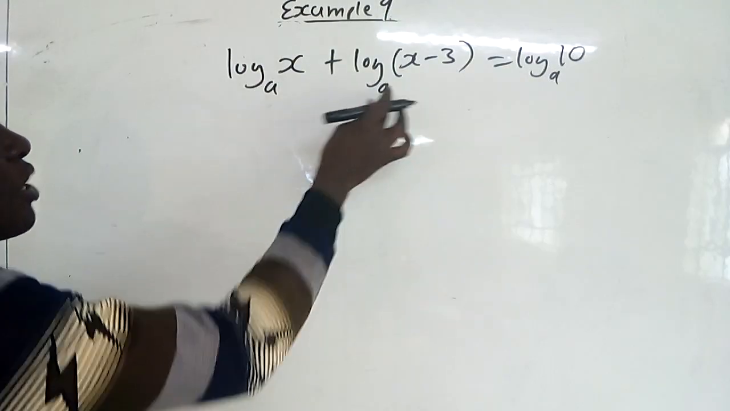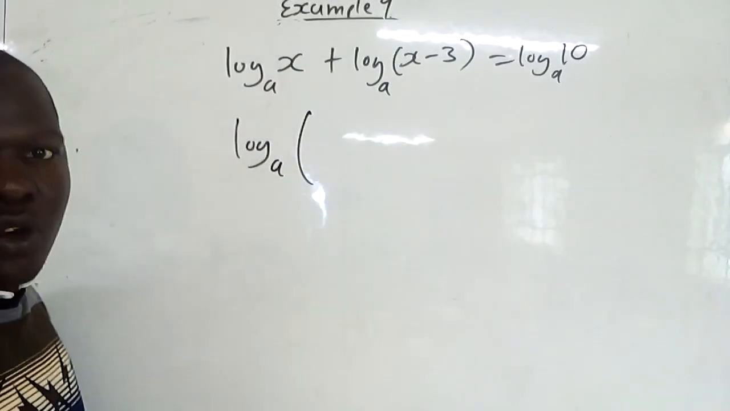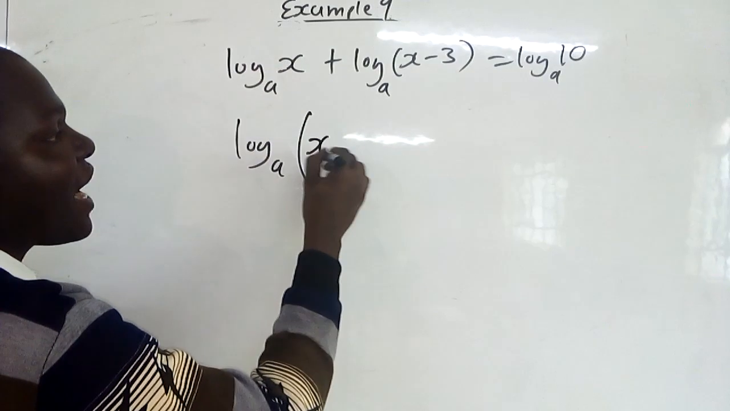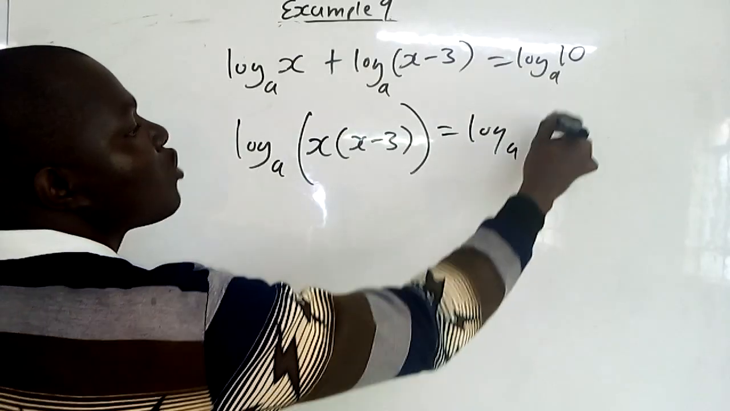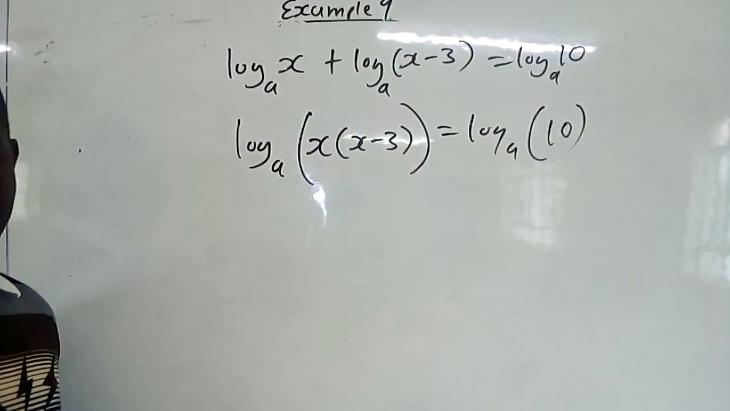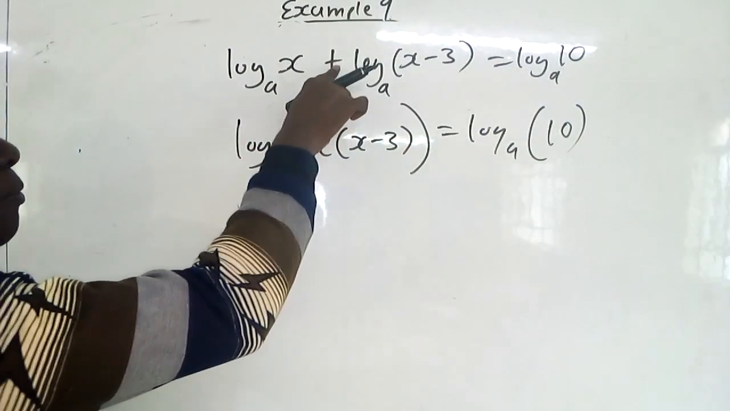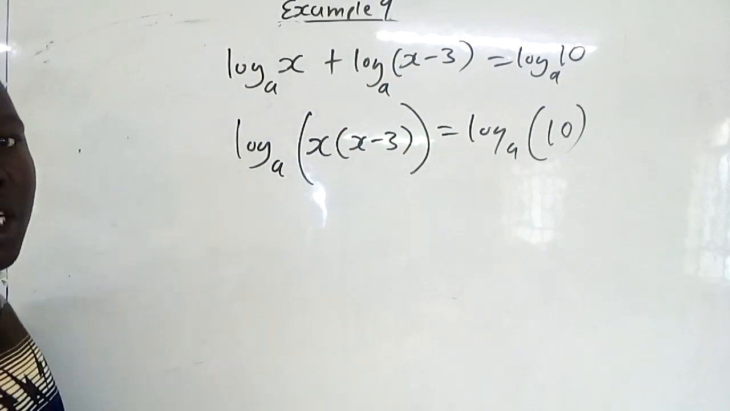Yes. So it means when we remove log to base a outside, addition will change to multiplication, isn't it? So here we are going to have x times (x minus 3) equal to log to base a of 10, isn't it? Are you seeing that? So if you factorize log outside, addition changes to multiplication, isn't it?